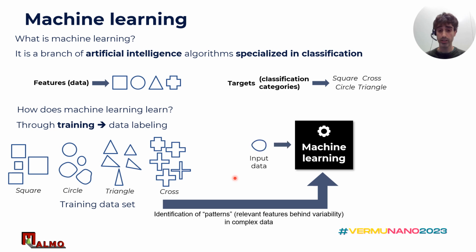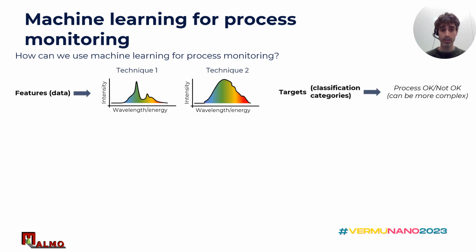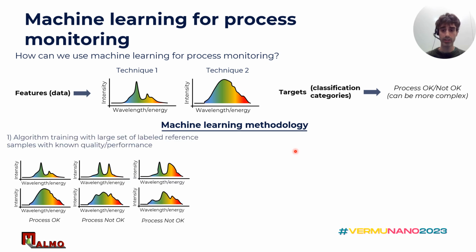Once we have this machine learning model trained, we just put in some input data, and then the algorithm will classify it according to these categories. Okay, so how can we use this for process monitoring? In process monitoring, the features or the data would be the spectroscopic data, the spectra that can be measured with one technique or with several techniques. And the targets, the classification categories, would be the process is okay or not okay in the most simple case, or it could be a little bit more complex than that. And how do we use these methodologies for process monitoring? Well, the methodology in this case is much simpler.